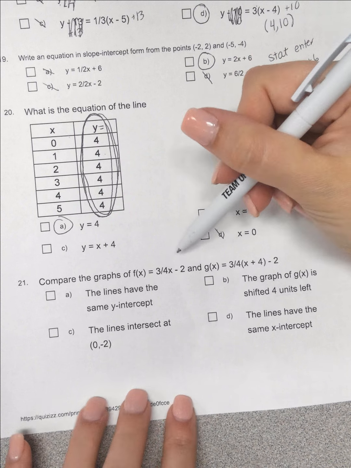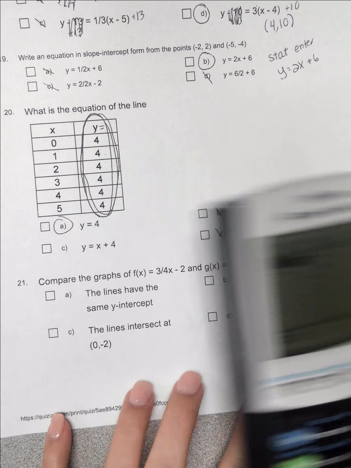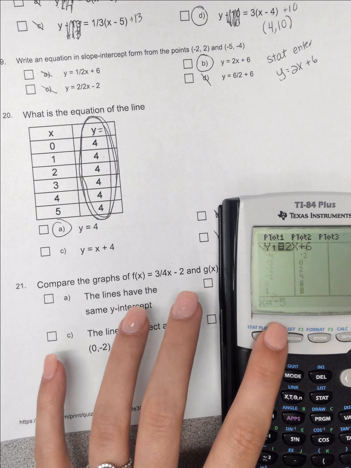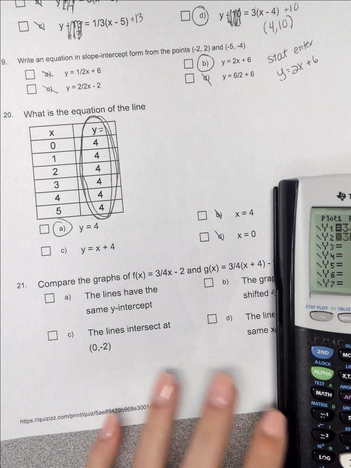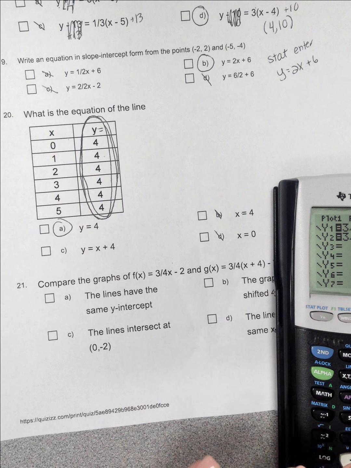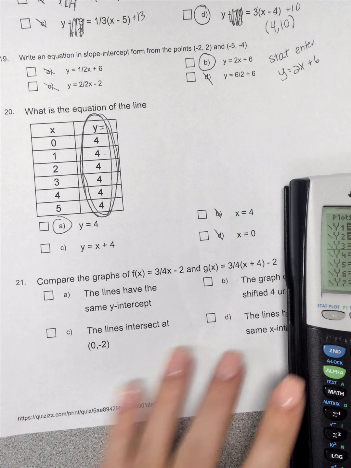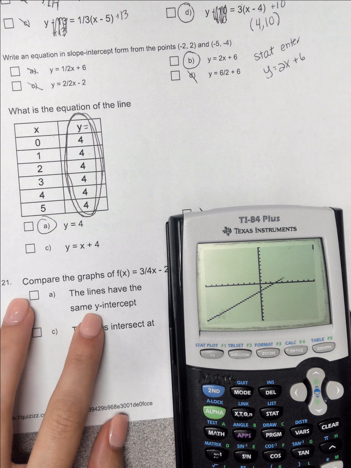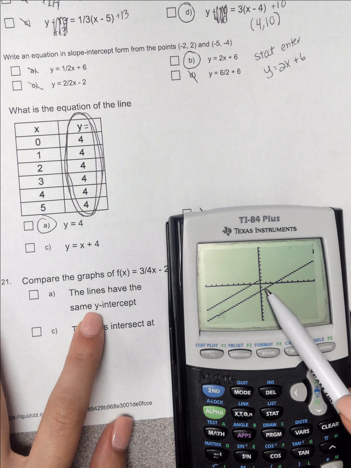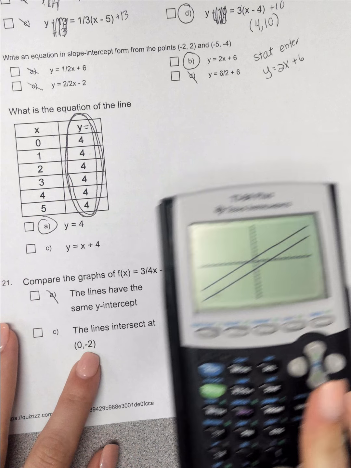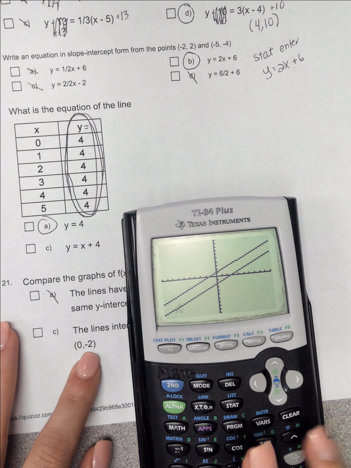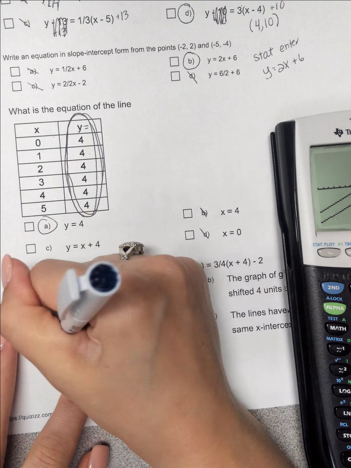Compare the graphs of this and this. Alright, let's plug them in. Anytime you have an equation, plug them in your calculator. 3 divided by 4x minus 2. 3 divided by 4, parentheses, x plus 4 minus 2. The lines have the same y-intercept. There's one, not the same. The lines intersect at 0, -2. Nope, only one of those lines. They don't intersect at all.